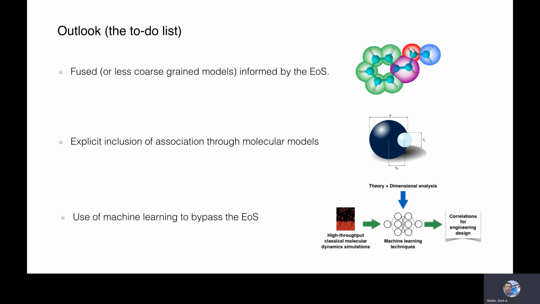And another idea, of course, is to forget about the equation of state altogether, to bypass the equation of state, and to use machine learning techniques to jump directly from simulations to the correlations or experimental data and back. That is, using machine learning techniques to take a top-down approach, to use experimental data and predict intermolecular potentials.